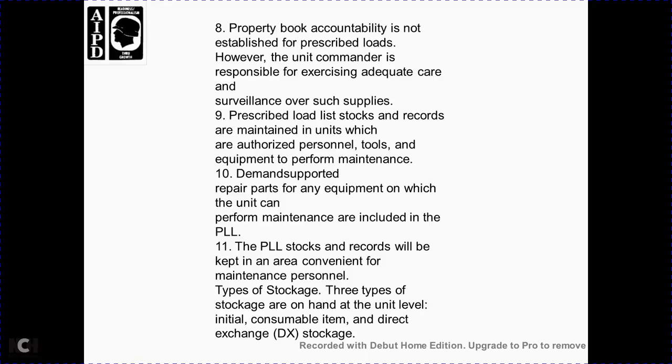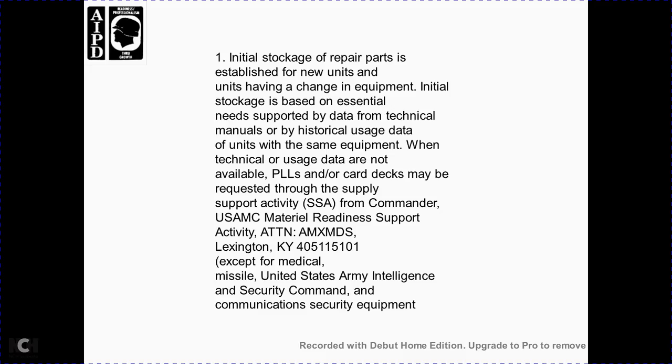Typical types of storage on hand at the unit level: the initial consumable items, direct exchange stockage. Initial stockage is prepared for the established unit. The units have the trains and equipment. Initial stockage is based on the essential needs to support with the data, technical manual, and historical use data for the same unit and the equipment.